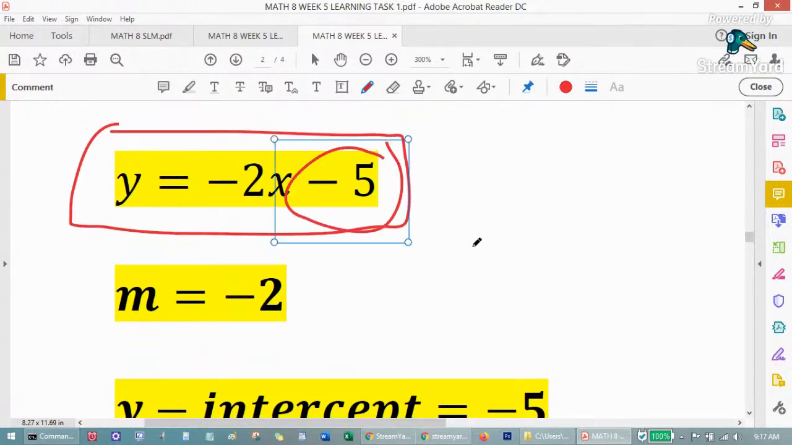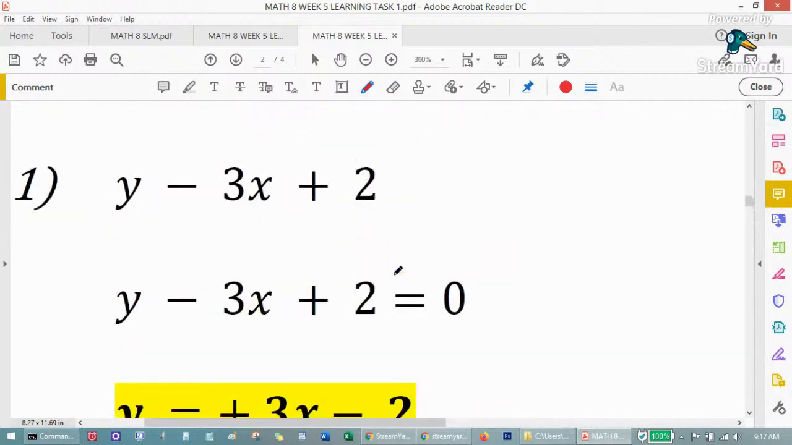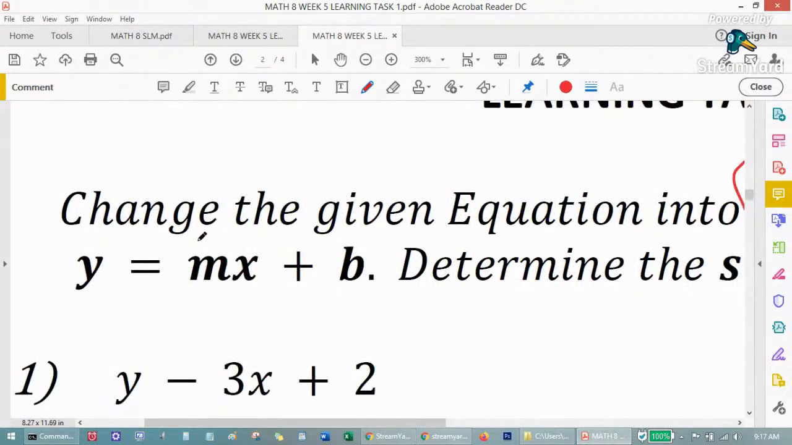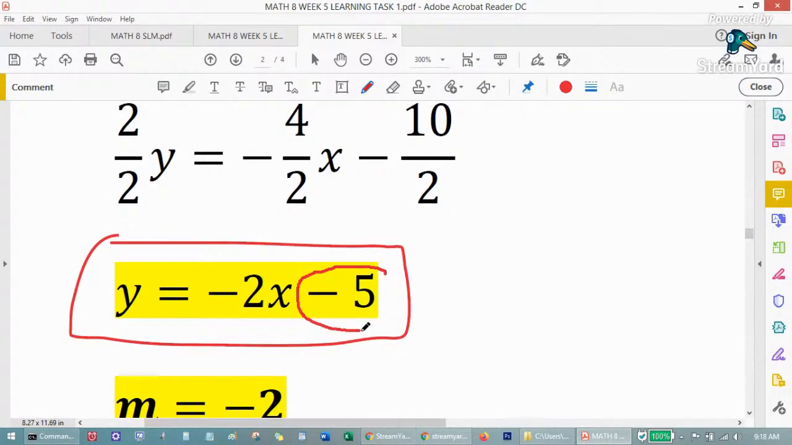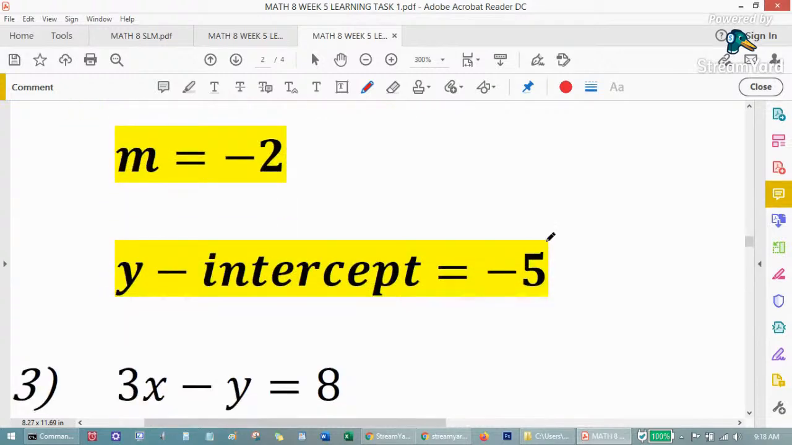Ito yung, following the formula. Slope, y-intercept. Kasama yung sign. Okay? So, kasama yung sign. Negative 5, that's the y-intercept.